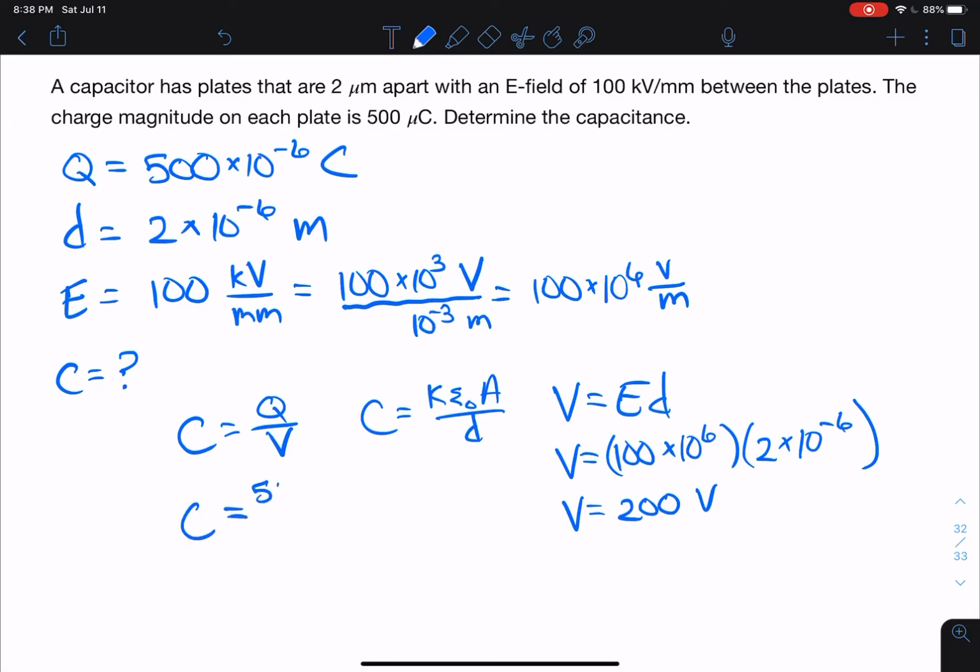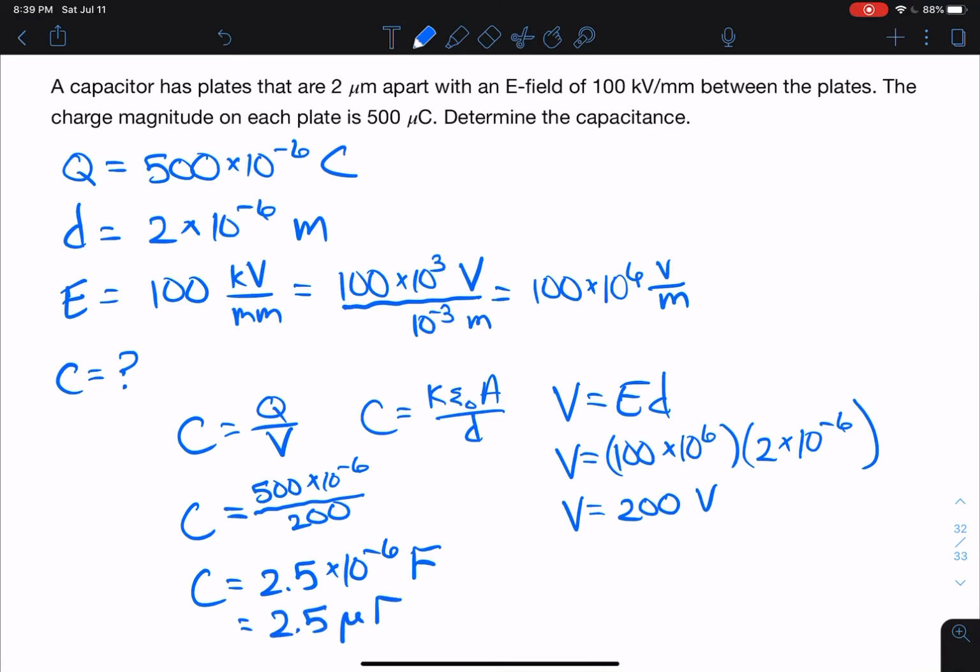Now I come back to my capacitance. Q is 500 times 10 to the negative 6th divided by 200. And you just plug this into the calculator and you get that C equals 2.5 times 10 to the negative 6th farads, or you could say it as 2.5 microfarads.